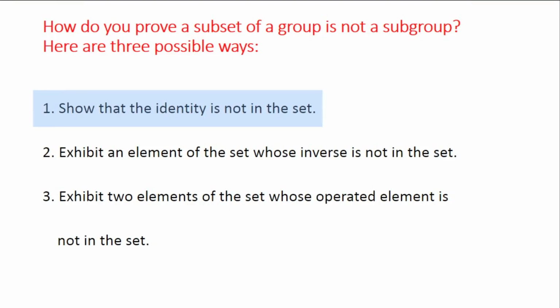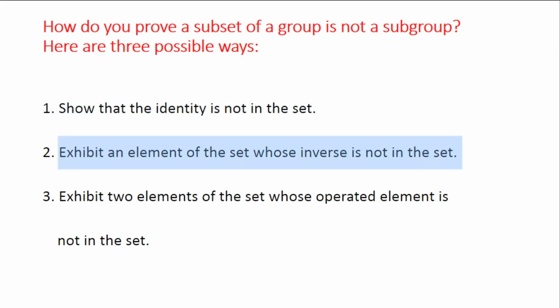How do you prove a subset of a group is not a subgroup? Here are three possible ways. Let us see one by one. First one, show that the identity is not in the set. Second one is, exhibit an element of the set whose inverse is not in the set.